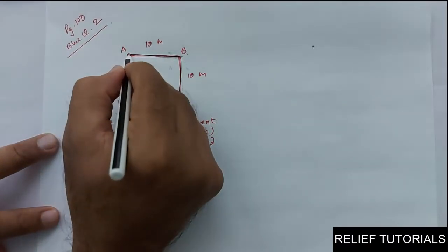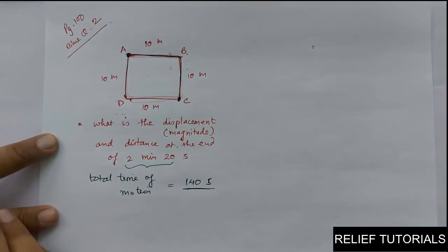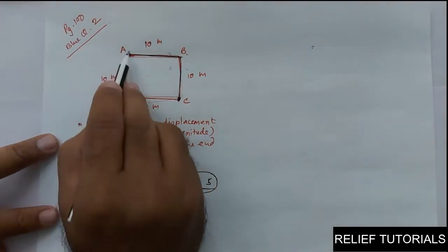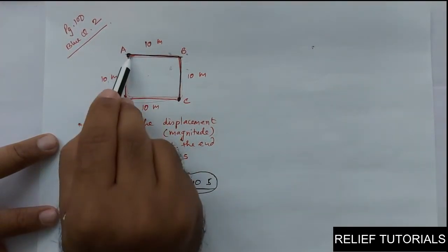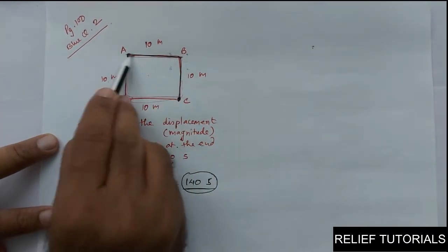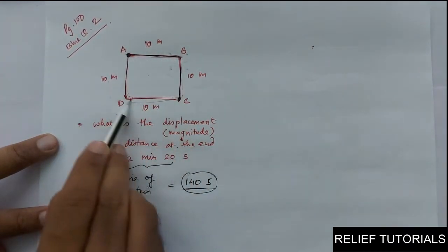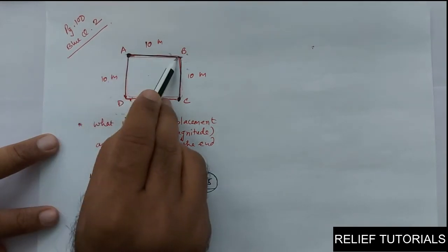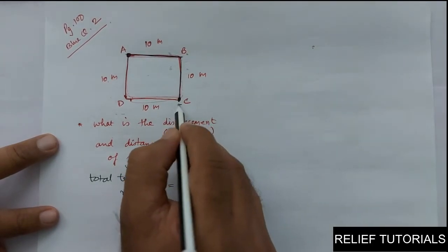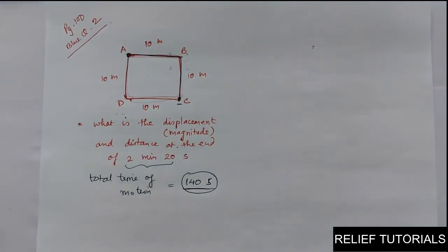So if he starts his journey from A and keeps on walking for 140 seconds, then in 140 seconds he can complete this perimeter 3 times, that is 40 seconds, 80 seconds, 120 seconds, then 130 seconds and 140 seconds. So at the end of 140 seconds, he is at point C, the final position.